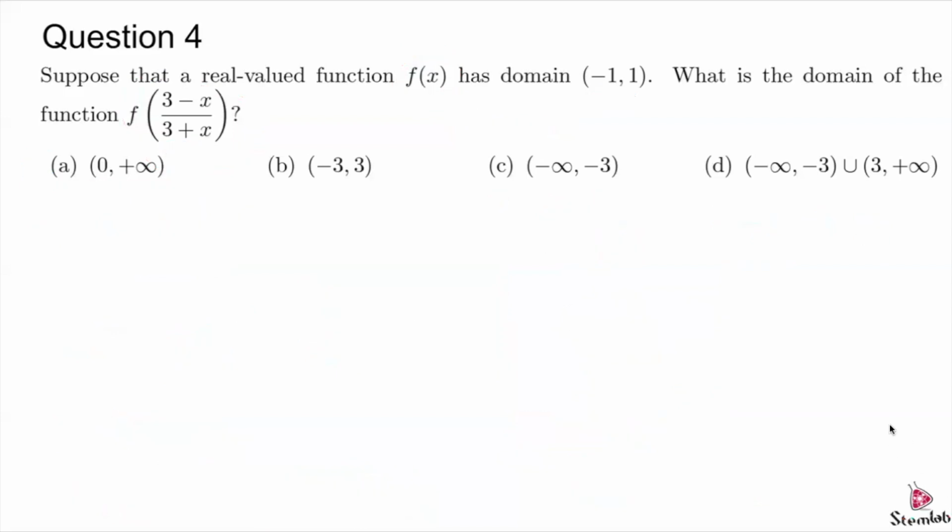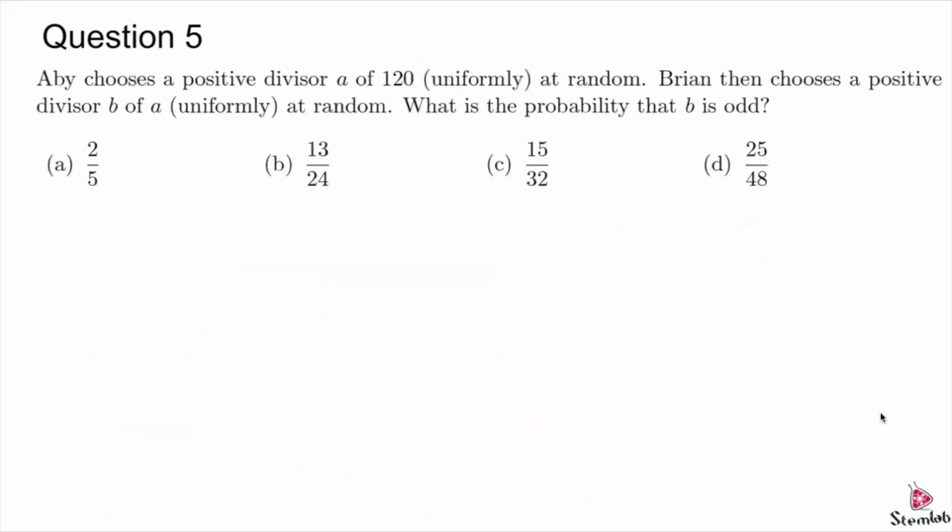Okay. Question 5 asks, Abby chooses a positive divisor A of 120 uniformly at random. Brian then chooses a positive divisor B of A uniformly at random. What is the probability that B is odd?